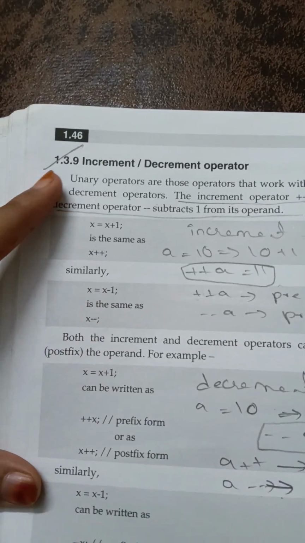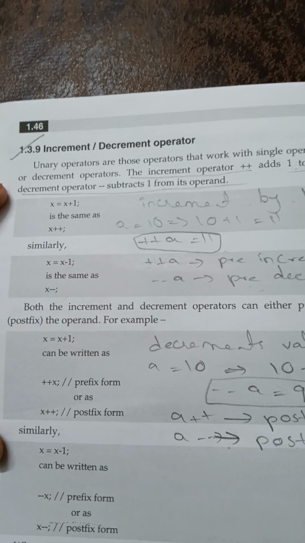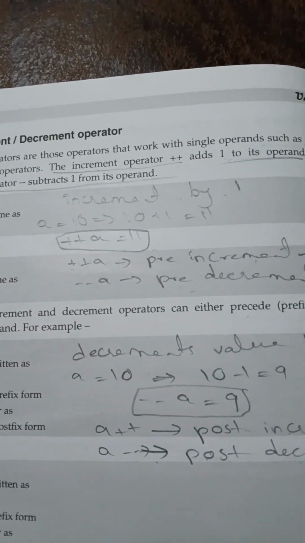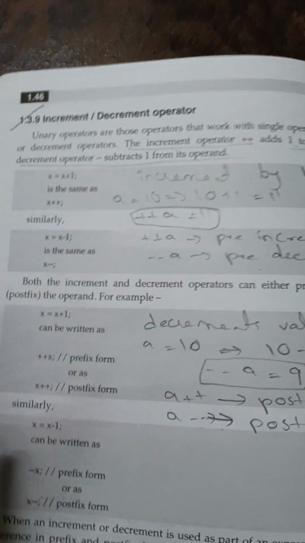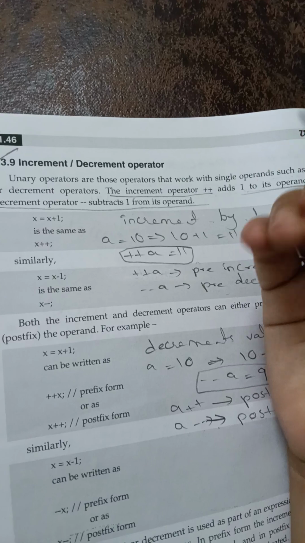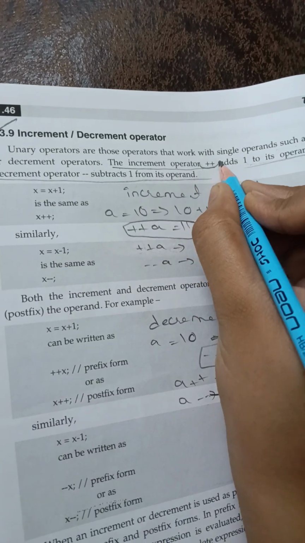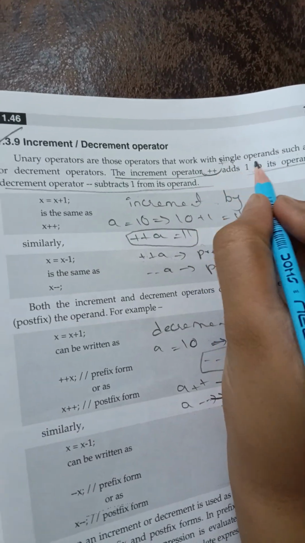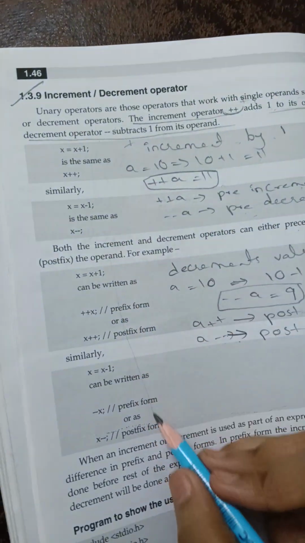Increment and decrement are unary operators, those operators that work with a single operand. The increment operator plus plus adds 1 to its operand, and the decrement operator subtracts 1 from its operand. By the word only you can see that increment means increase, decrement means decrease. So if the increment symbol is there, you have to plus 1. If the decrement is there, you have to minus 1. That is how it is given in the book, but I will show you a very easy form to write this.